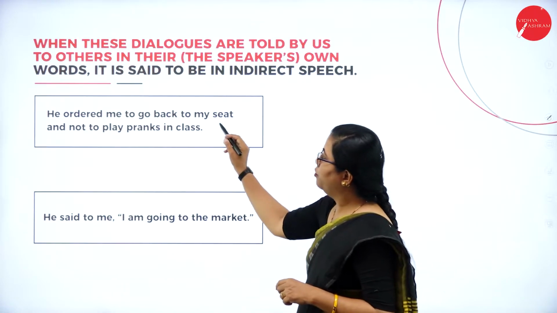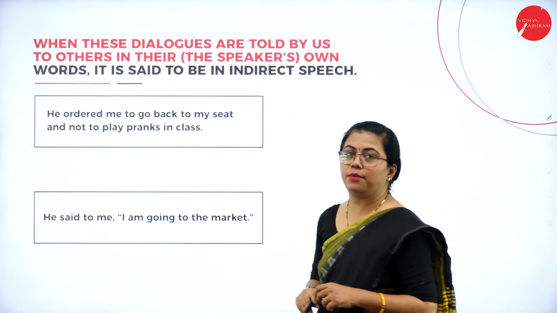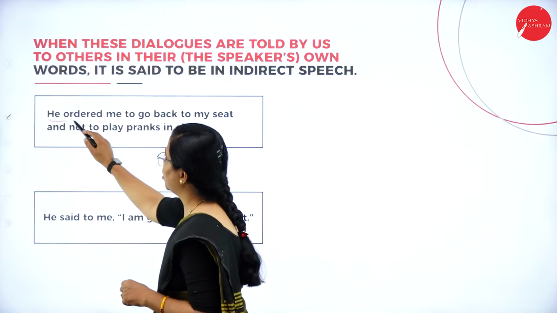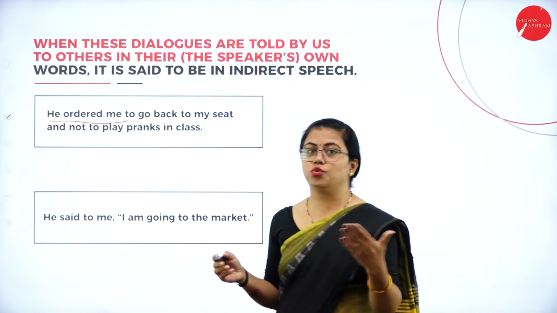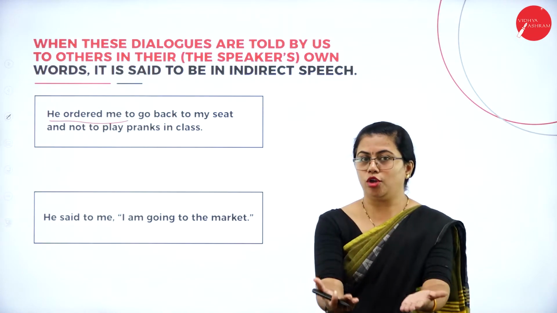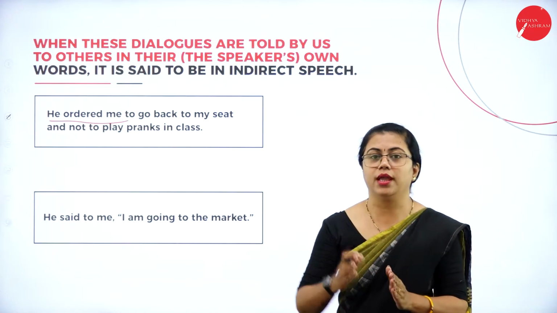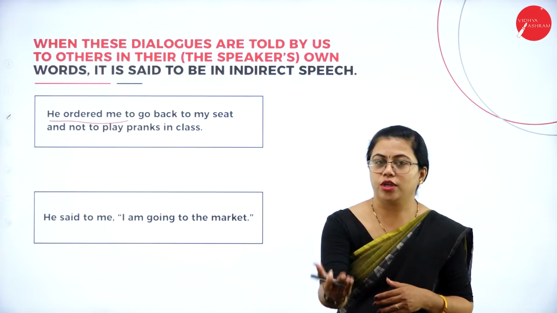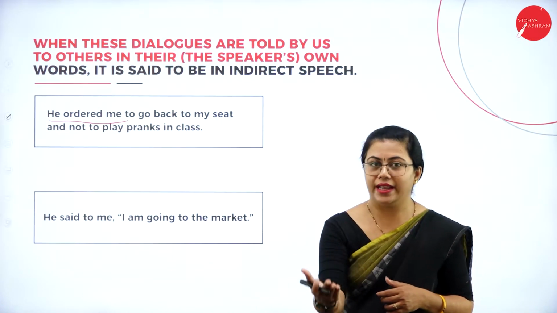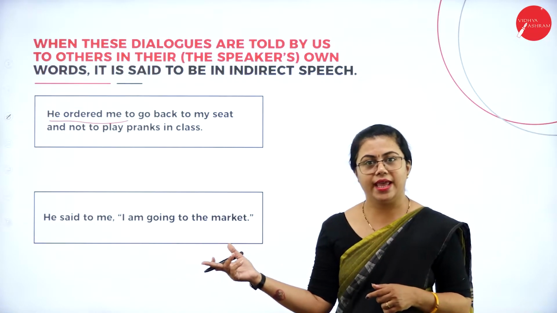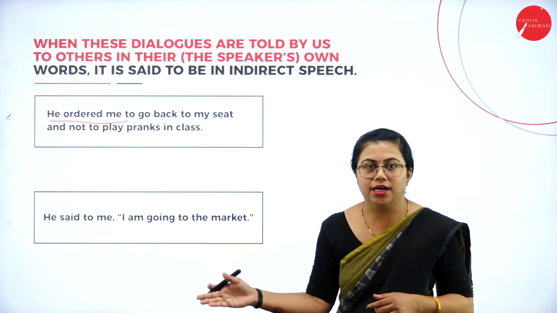"He ordered me to go back to my seat and not to play pranks in the class." So here the person is talking about somebody else who has told something. "He ordered me to go back" means I'm not talking to a person directly. I'm talking about somebody else who has already had the conversation. I'm talking to this person who is in front of me and telling that person that he ordered me. So I'm talking about a third person.